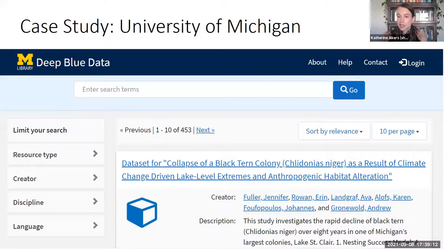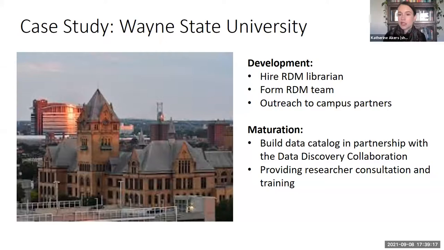And finally, Wayne State University, that's where I work now. I've been there for about 8 years. Wayne State University is also in Michigan. It's in Detroit, Michigan. So it's about an hour away from University of Michigan. So their approach was to, like many other universities do, hire a full-time research data management librarian, who is me in this case.